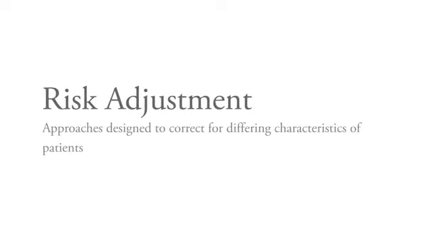As a result, doing a good job of measuring outcomes usually involves an approach to adjusting for this, which we often call risk adjustment. Risk adjustment methods are generally mathematical or statistical approaches that attempt to correct for differing characteristics of patients, such as patient health status, so that a fair comparison of outcomes can be made.